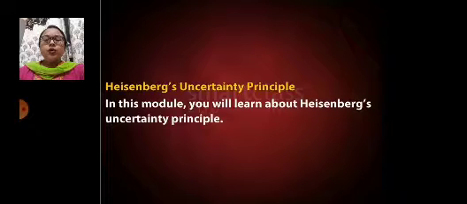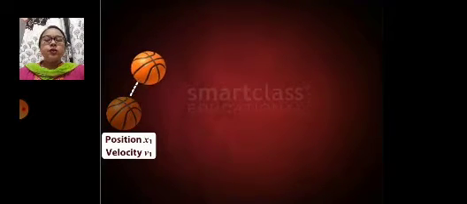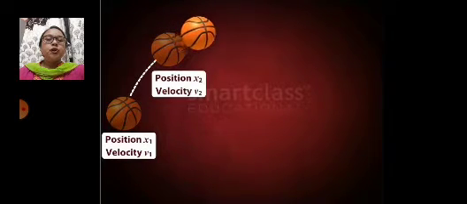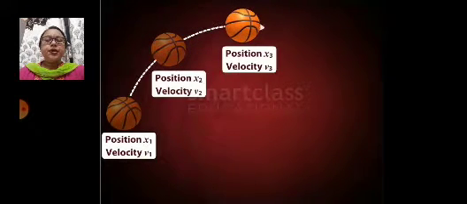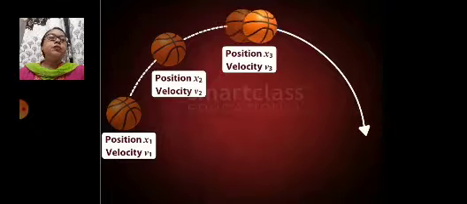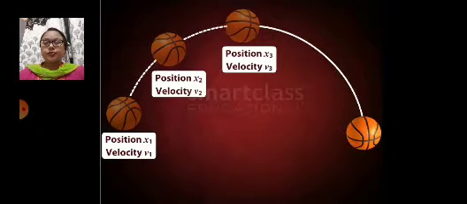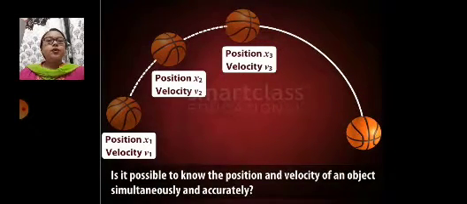So, if we know the position and momentum or velocity of a moving object at different points of time, then we can predict its path from one place to another. It is impossible to know the position and velocity of an object simultaneously and accurately.